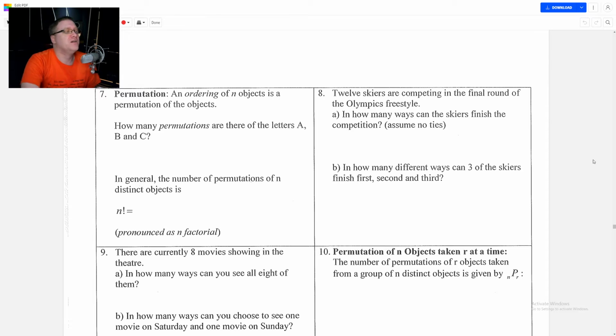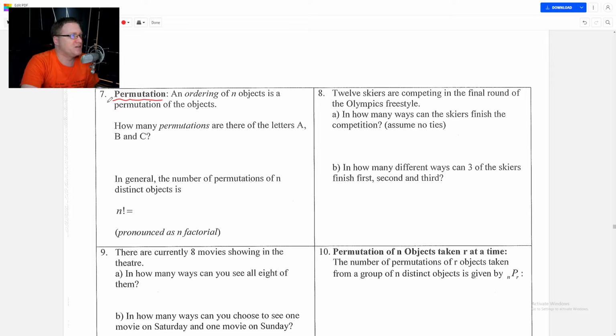Okay? All right. So, today we're going to learn a new word first. It's called permutation. A permutation is an ordered arrangement of objects.